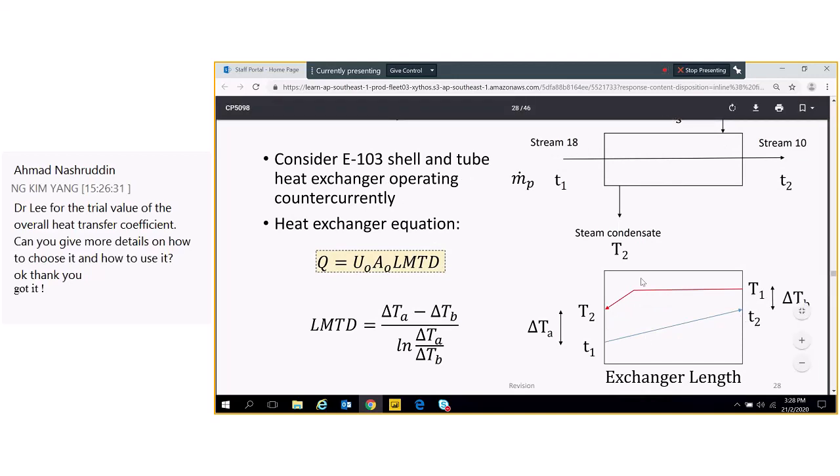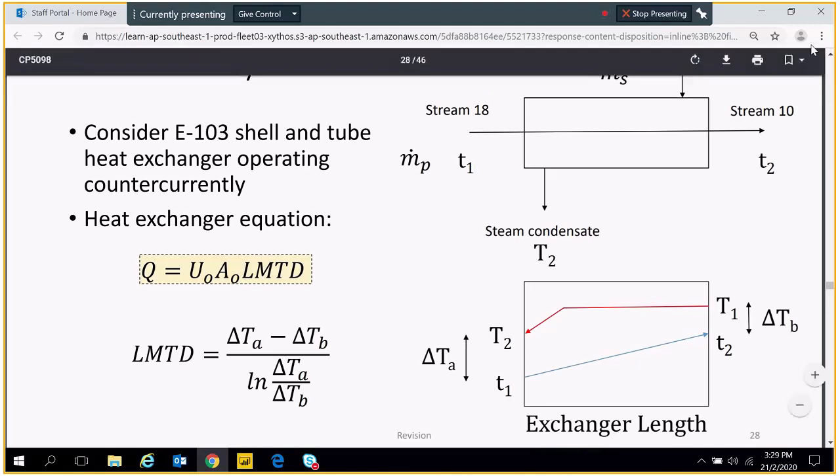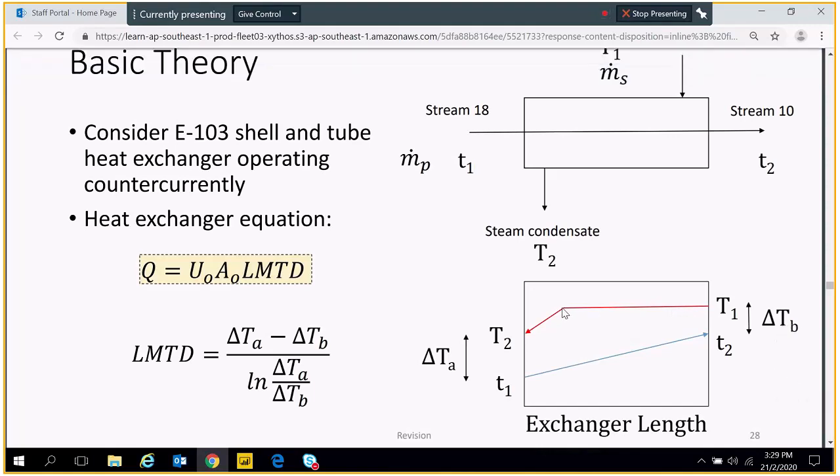You should be able to draw this diagram. You see the red one and the blue one. Make sure you know how to draw this. Okay, this diagram here, the red and the blue. The red one is for the steam. Now see that the steam temperature is constant when it condenses and becomes water. So the water temperature decreases. That's why the arrow is coming down.